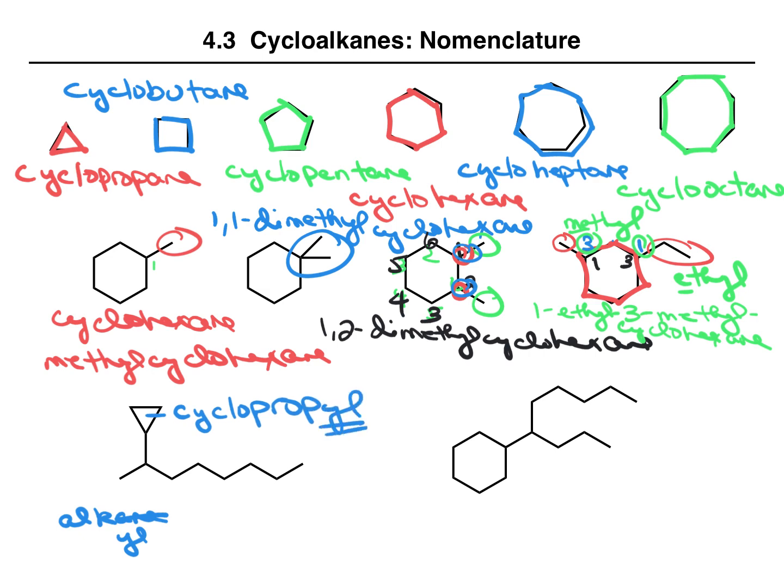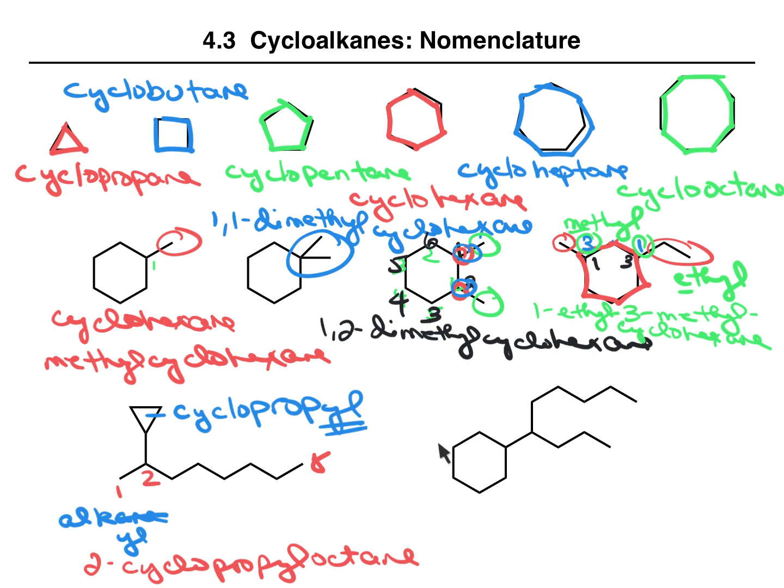So now if we go back to our overall rules for naming alkanes, we have our longest chain. We number to give our branches the lowest number possible. So here we're going to go left to right, 1, 2, 3, ... 8. And so this compound would be 2-cyclopropyloctane. 2-cyclopropyloctane.